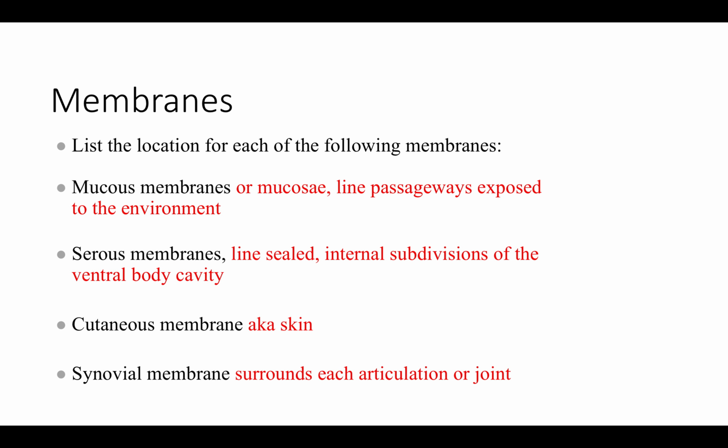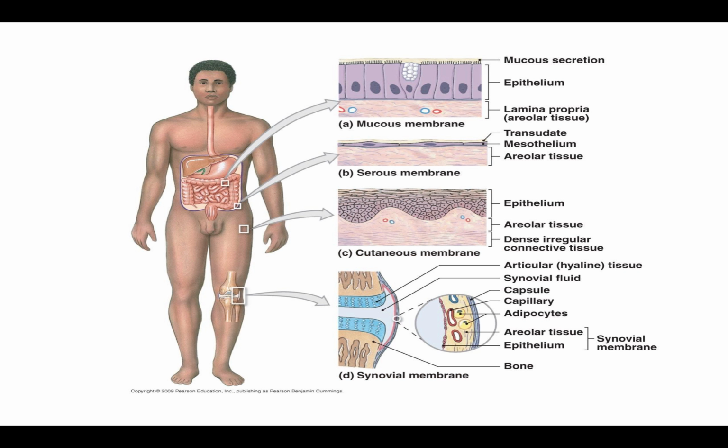Be familiar with the types of membranes. Mucous membranes are going to line passageways exposed to the environment, like the inside of your nasal cavity. Serous membranes are going to line the insides of your body cavities. Cutaneous membranes are your skin, and then your synovial membranes are at the ends of your bones at joints.